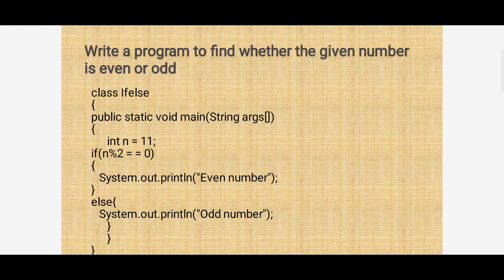Here, write a program to find whether the given number is even or odd. If the first part, the if condition, is true, the statement of if is executed. If the condition is false, go to the else part, then the statements of the else part are executed here.